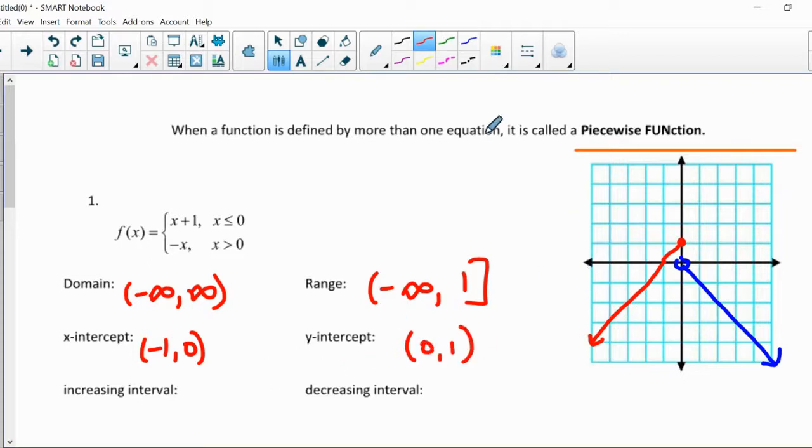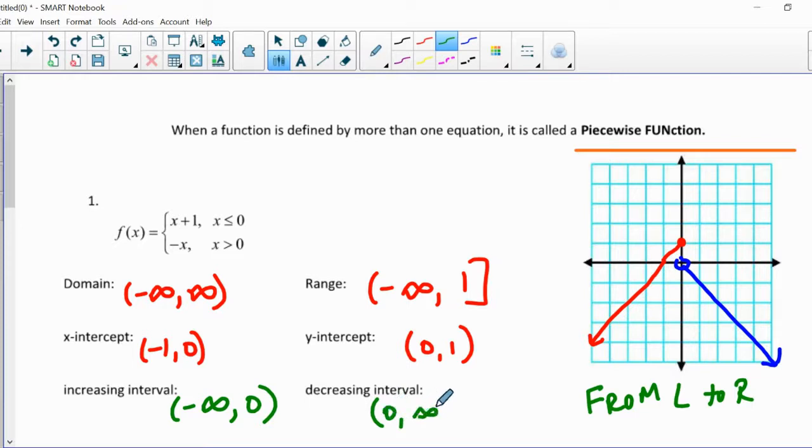This function is increasing. When we think about increasing, we're always thinking about going from left to right. So if I'm going left to right, my function is increasing on the red. So that means it's increasing from negative infinity to 0. And we will never put brackets for increasing and decreasing, because even though this is a closed circle, it's not really increasing at that point. It stops at that point and then starts over. So we're always going to put parentheses here. And then this is decreasing from 0 to infinity.